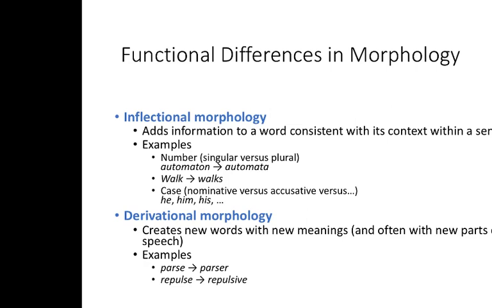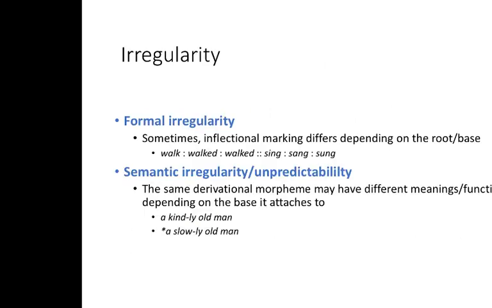So derivational morphology actually creates new words with new meanings, and often new parts of speech. So if you take parse and make it into a parser, that's derivation. Or if you take repulse and make it into repulsive, that's also derivation. Now, one problem with morphology is that it's not very regular. This is the big problem with morphology, actually. It's the thing about morphology that's not beautiful. The one thing about morphology I do not love.